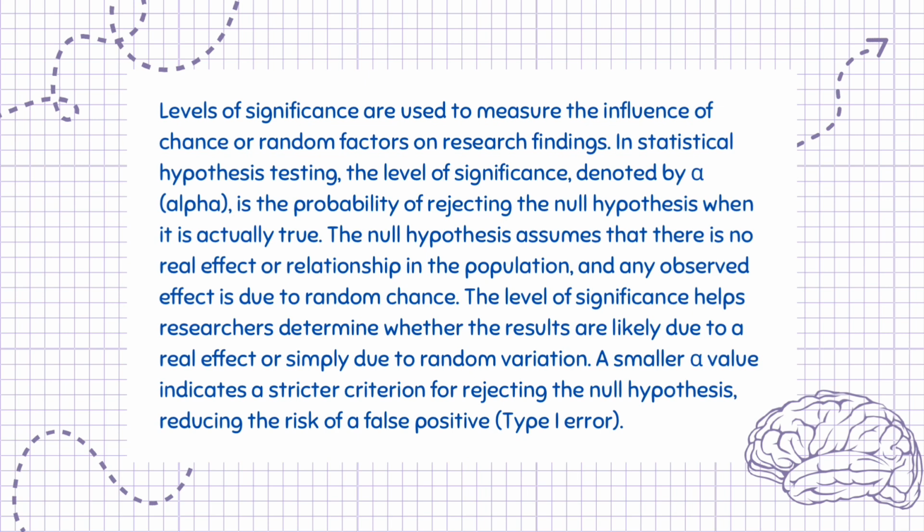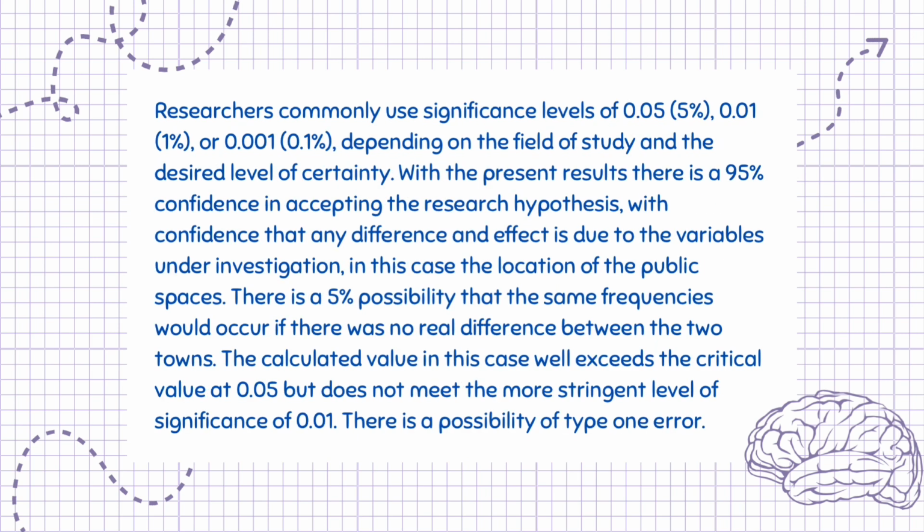The level of significance helps researchers determine whether the results are likely due to a real effect or simply due to random variation. A smaller alpha value indicates a stricter criterion for rejecting the null hypothesis, reducing the risk of a false positive, type 1 error. Researchers commonly use significance levels of 0.05 (5%), 0.01 (1%), or 0.001 (0.1%), depending on the field of study and the desired level of certainty.